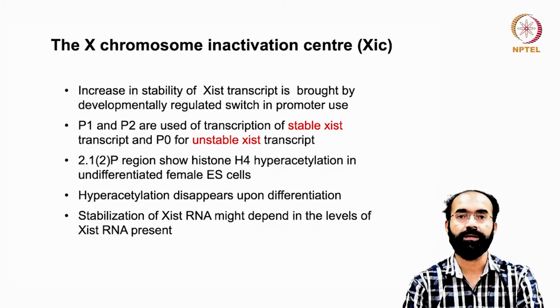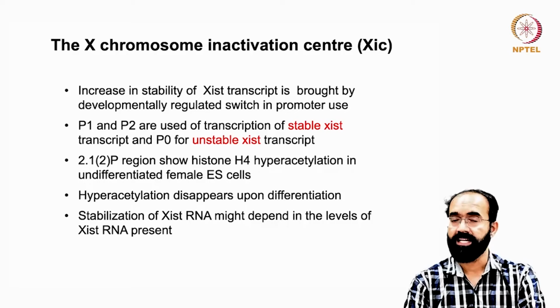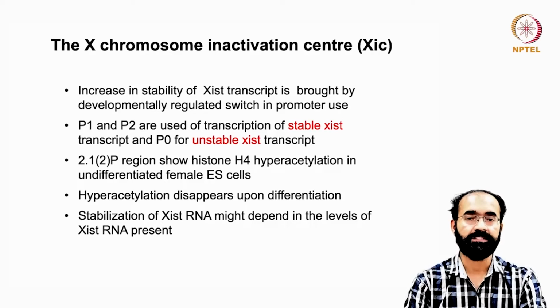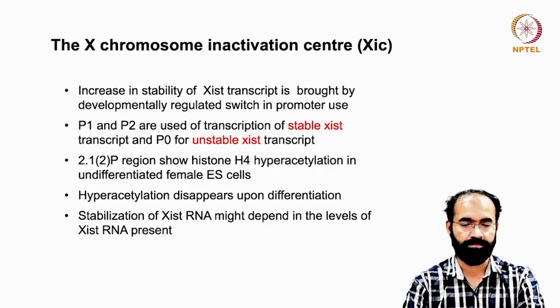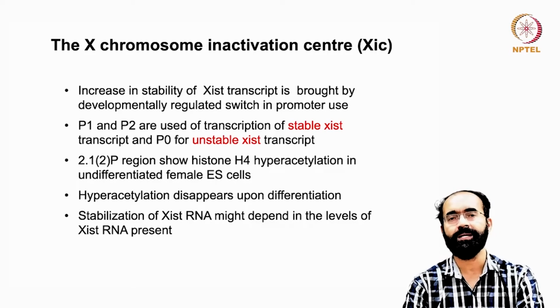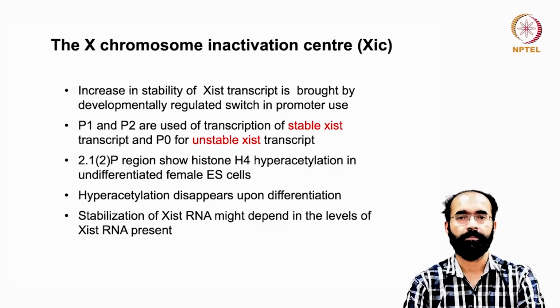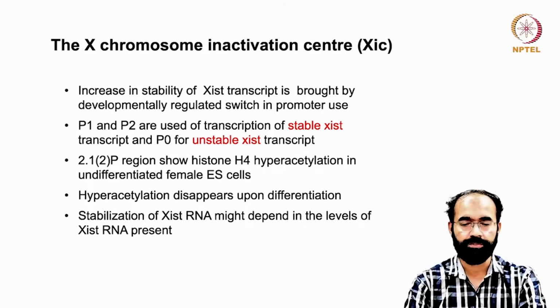2.12 region of the P arm will show a histone 4 hyperacetylation in undifferentiated means it is maintaining stemness or stem cells, a female embryonic stem cell, and hyperacetylation disappears upon differentiation. Once the tissue decides to differentiate, like stem cells can be forced to differentiate into neurons and other tissues easily by different chemical cues, but they will have this hyperacetylation disappearing once the differentiation kicks in.